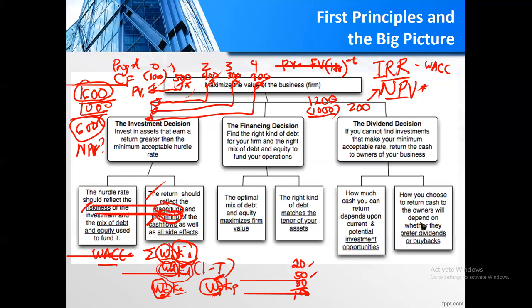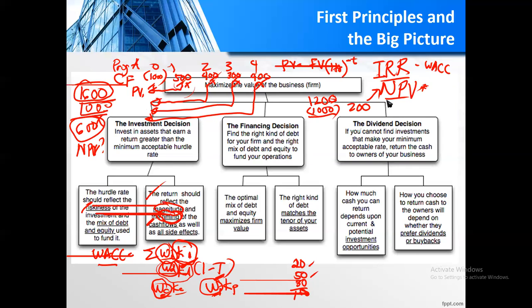Okay, and in what form? Should it be in the form of cash as dividends, or should the company buy back the shares of stocks, called treasury stock? Okay, there's a reason why companies buy back the shares of stock. Okay, and we'll discuss that in the future.